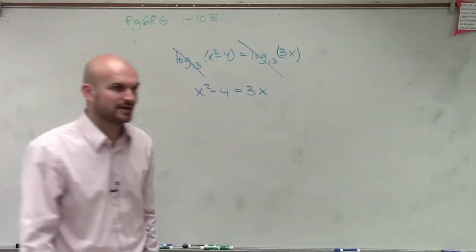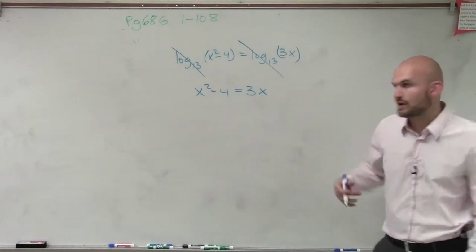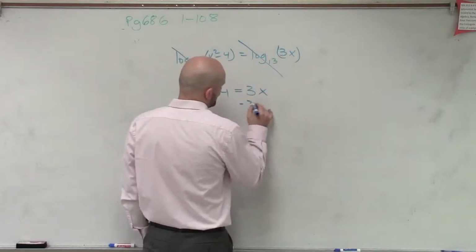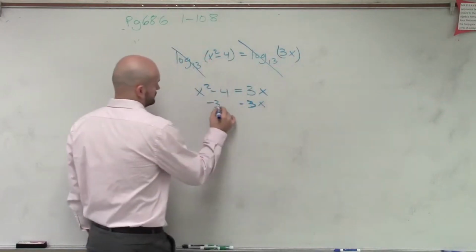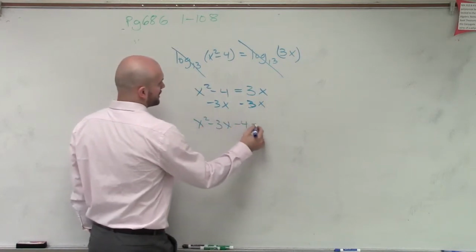Now the issue we have here is now we have a quadratic term. So we have to solve this. So solving quadratics, we need to make sure we set equal to 0. So therefore, I have x squared minus 3x minus 4 equals 0.